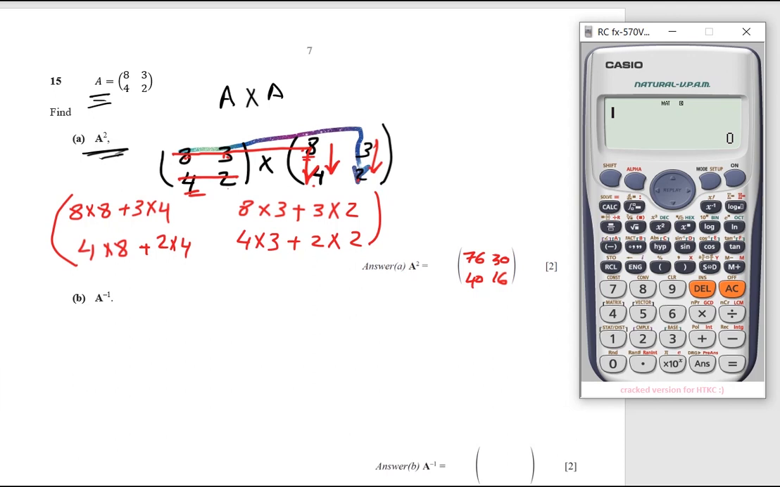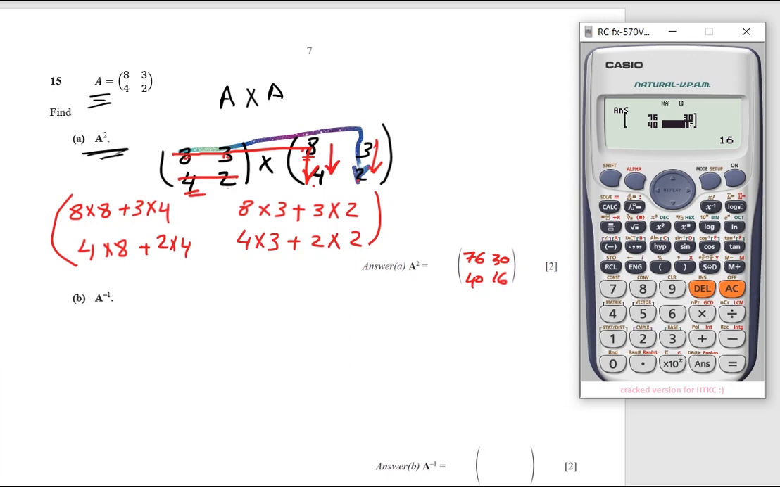Let us now start to multiply the matrix A multiplied by A. So go now shift 4, which is matrix. Which matrix do you need? I need matrix A, which is number 3. So 3, which is matrix A. Multiply here, and then again shift 4. Multiply by which matrix? By matrix A, which is 3. So now matrix A multiplied by matrix A then equal, this is your matrix: 76, the first number, 30, 40, and 60. So by this way, you can start to check your answer.